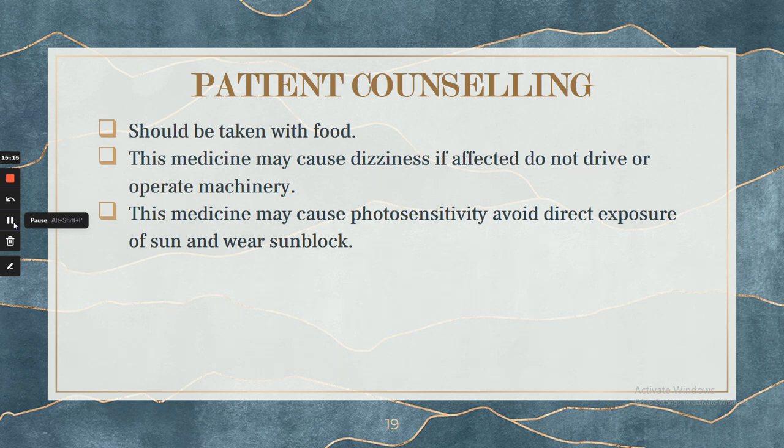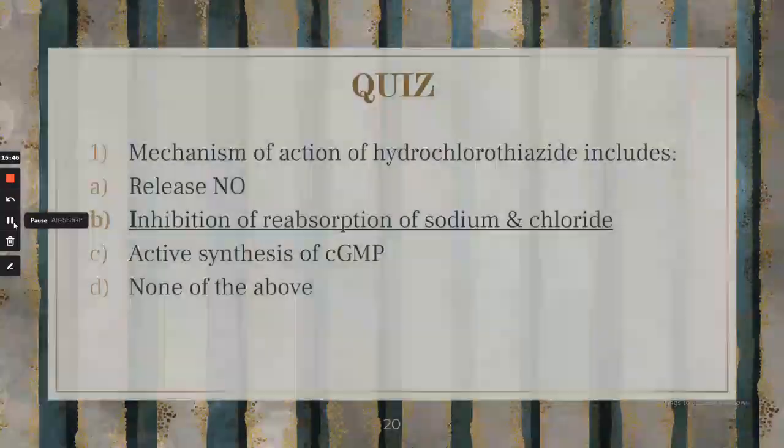Patient counseling. It should be taken with food because it can cause GI disturbance, as we have seen in the adverse effects. This medicine may cause dizziness. If affected by this, then the patient should be advised to not drive or operate any machinery right after taking the medicine. This drug can also cause photosensitivity, so the patient should be advised to avoid direct exposure to UV light or sun, and to wear sunblock or sunscreen.